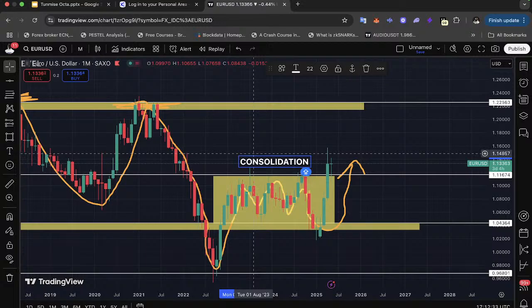Or we can call it a ranging market. Can call it consolidation or ranging market. So this is the consolidation. This ranging market is what we call the consolidation or the ranging market.